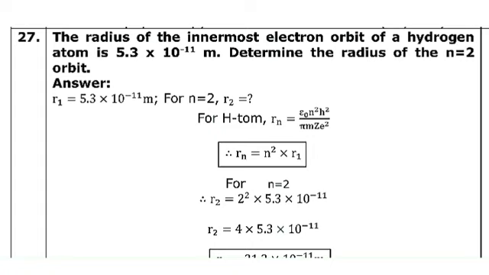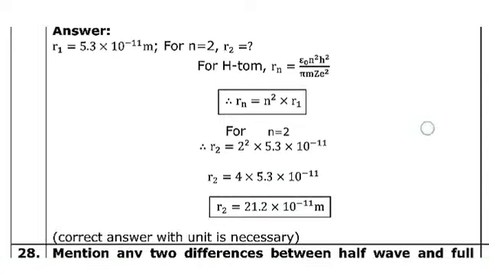So r2 is equal to how much? We have the formula Rn is equal to n square into r1. Now let us substitute the values into this equation. They already given n is equal to 2, so I will substitute in the place of n as 2. 2 square into r1 value is also given, that is 5.3 into 10 to the power minus 11, and after multiplication we get 21.2 into 10 to the power minus 11 meter.